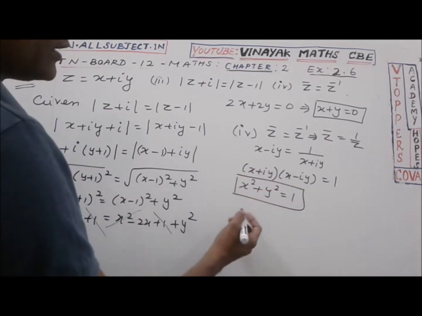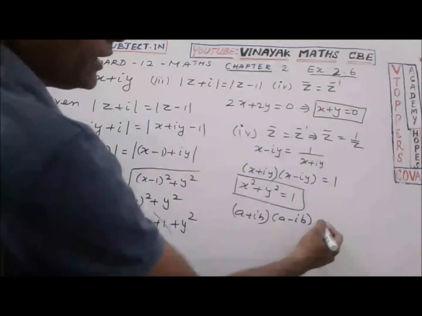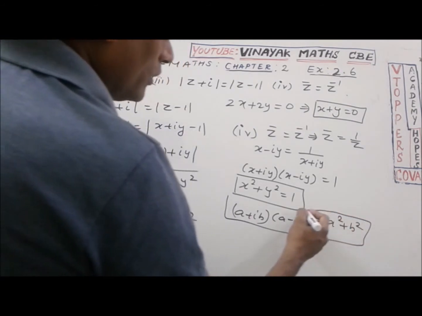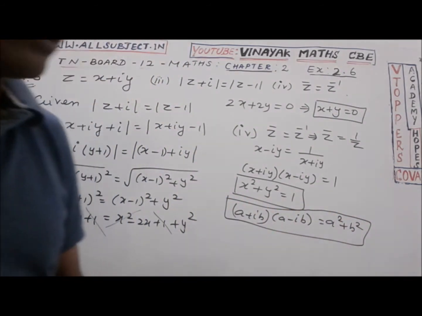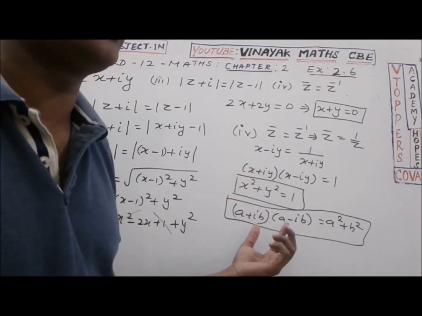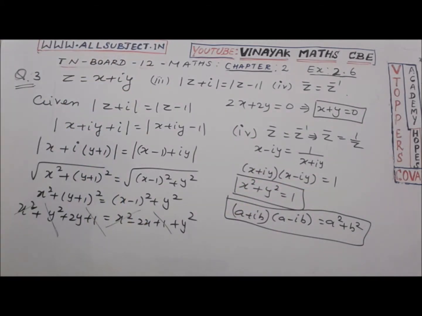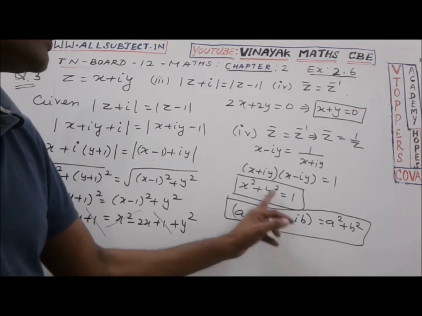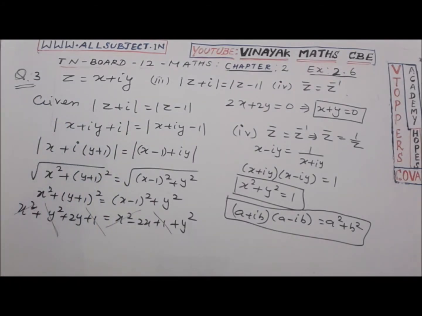Multiplying these two, because for a plus ib into a minus ib we have the formula a square plus b square in complex numbers. But in real numbers it is a square minus b square. Only in complex numbers do we have a square plus b square. So it follows the same property of the a plus ib into a minus ib formula. So multiplying these two we get x square plus y square equal to 1. So this is the respective Cartesian equation when z follows the condition z bar equal to z bar minus 1.